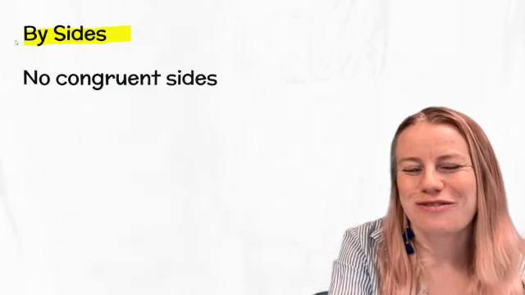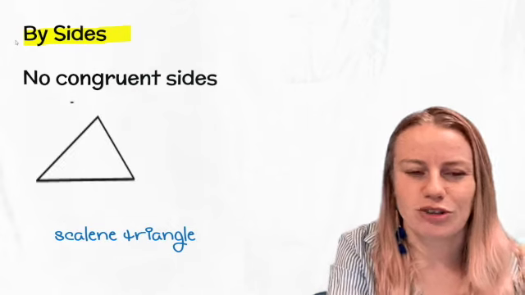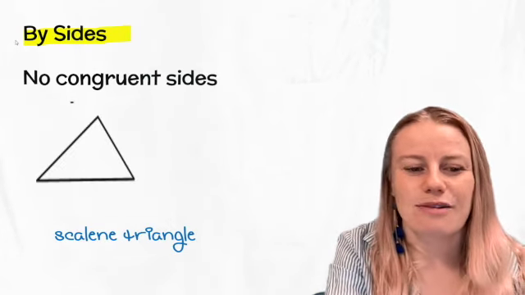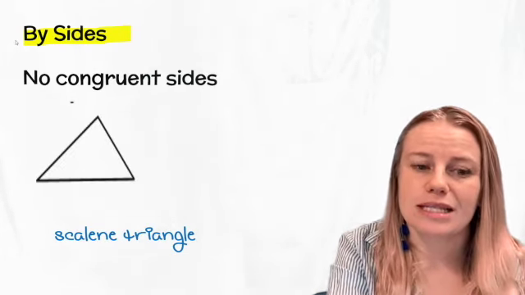And we can also classify our triangles by sides. By classification, I think I just mean name. So if we've got no congruent sides, then we have a scalene triangle. That means none of the sides are the same length.